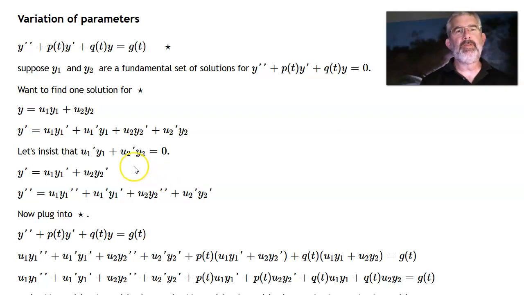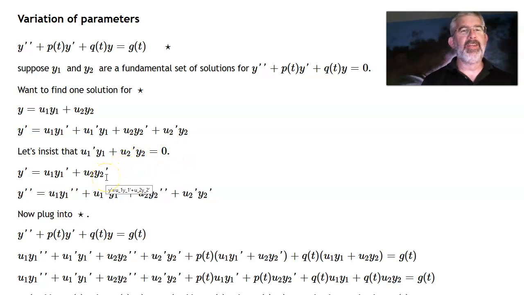So if I make this restriction that this adds up to 0, then those two terms go away, and I just have that the derivative equals u1 y1 prime plus u2 y2 prime, which is actually pretty cool because it makes it look like u1 and u2 are constants, that they just came along for the ride when you took the derivative. No, they didn't really. Somehow, a little magic appeared here, and we got those things to cancel out.